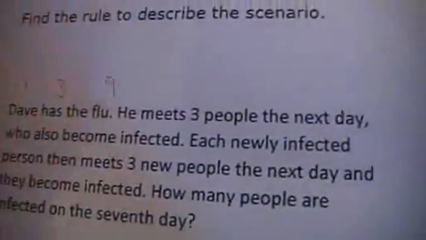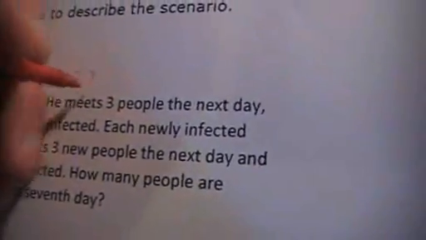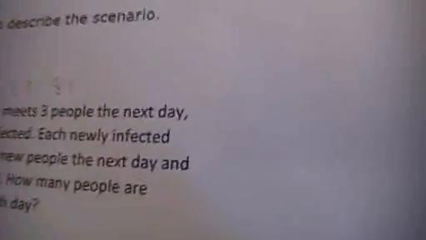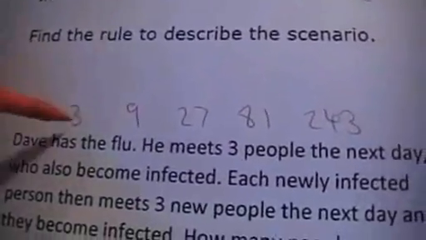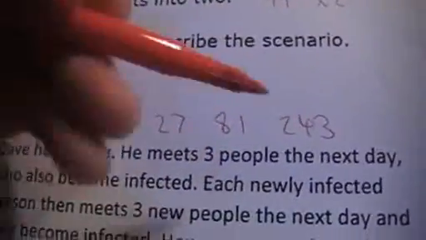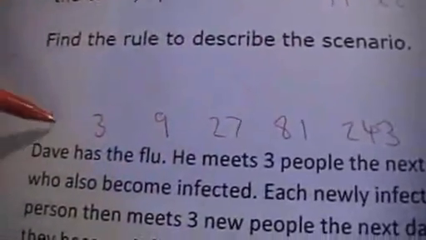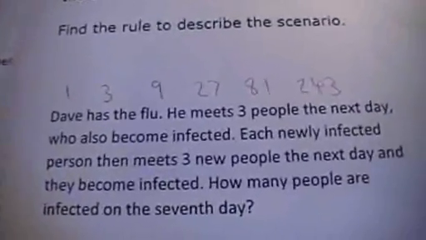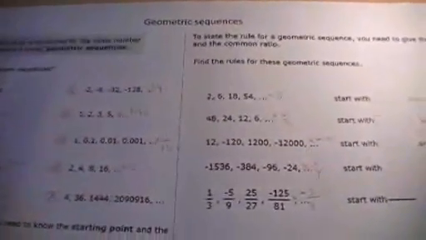Times it by 3, you get 9. Next day, those 9 people meet 3 people. 27. Again, 81, 243. Look how rapidly. So that's day 1, 2, 3, 4, 5. After 6 days, you've got 243 have the flu infected by 1 person, Dave. This is why things like lockdown are put in place, and maths is behind it all. So that's geometric sequences, and goodbye.